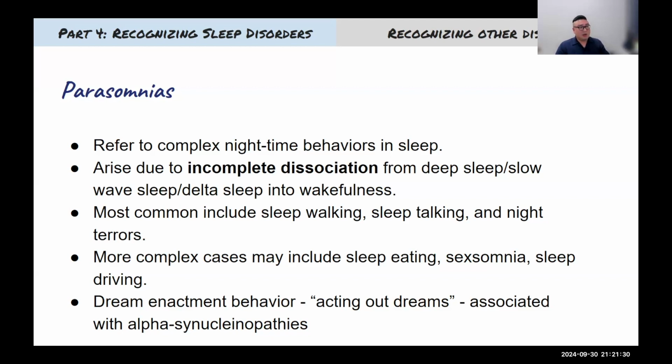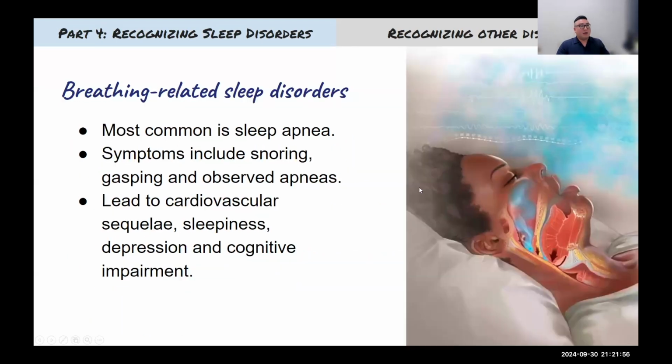I want to point out one specific entity, which is dream enactment behavior. When we dream, our bodies are usually paralyzed. We don't act out our dreams. For the patients that act out their dreams, that can be associated with the development of alpha-synucleinopathies, including Parkinson's disease, Lewy body dementia, and multiple system atrophy later on in life. So if you see complex nighttime sleep behaviors, that would be a point to refer on.